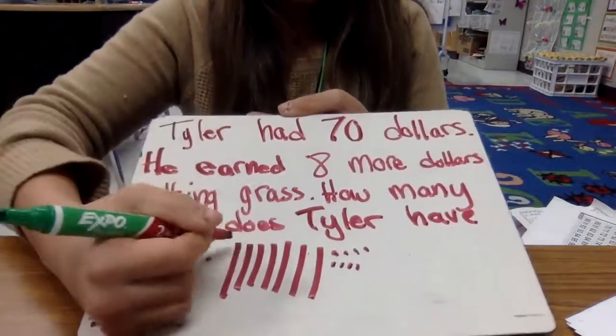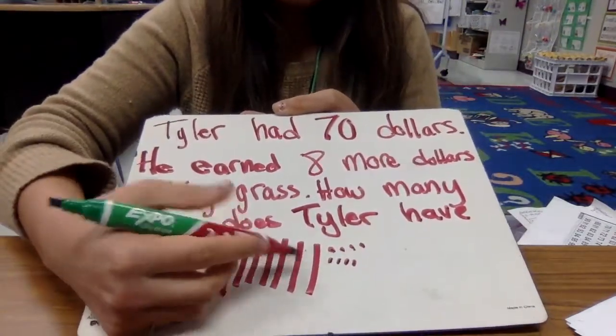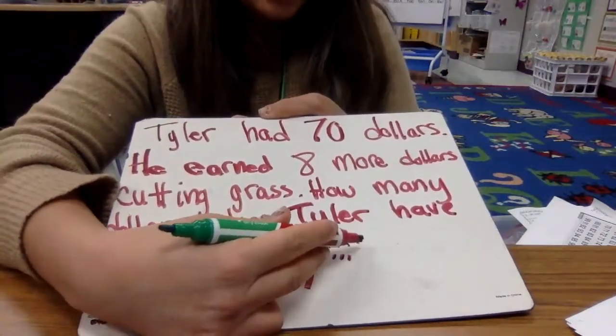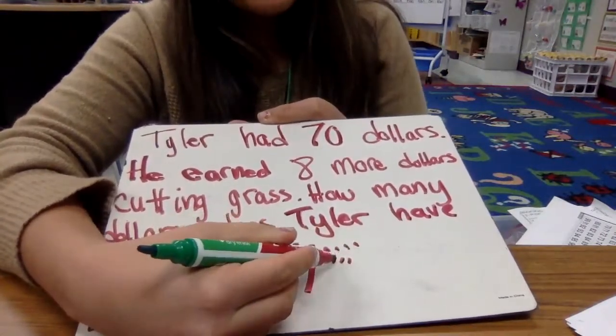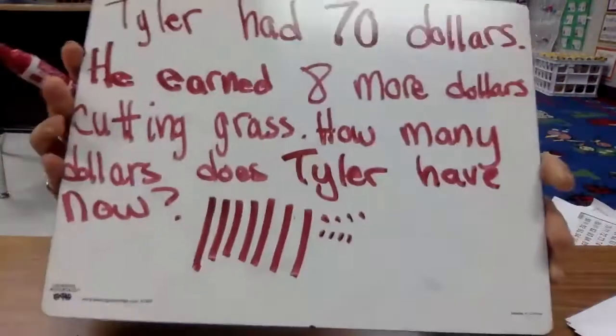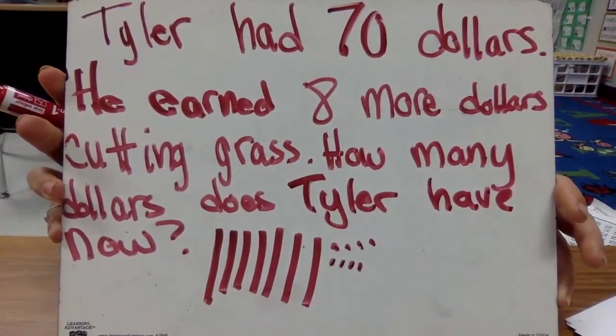Let's check it. 10, 20, 30, 40, 50, 60, 70, 71, 72, 73, 74, 75, 76, 77, 78. So Tyler now has $78.